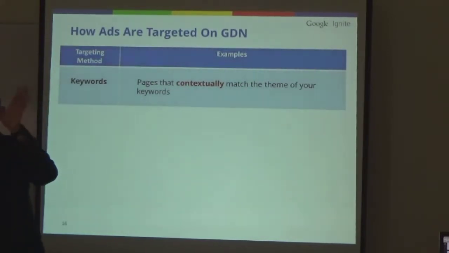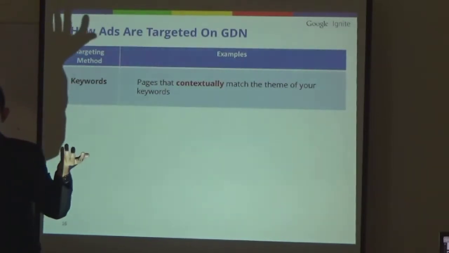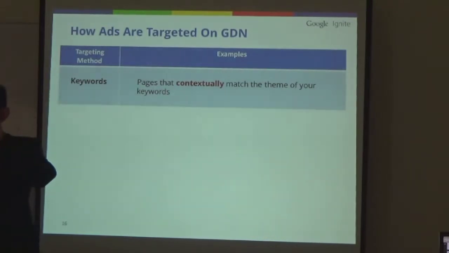As compared to that, in GDN, we are using slightly more broad type of keywords. Let's say if I want to go into fishing rods, I don't have to be explicitly targeting or researching specific fishing rod models, but I can just choose to target by the generic term fishing rod, and whichever sites out there contextually related to fishing rod are able to show the ads. So the keyword here is pages that contextually match the theme of your keywords.